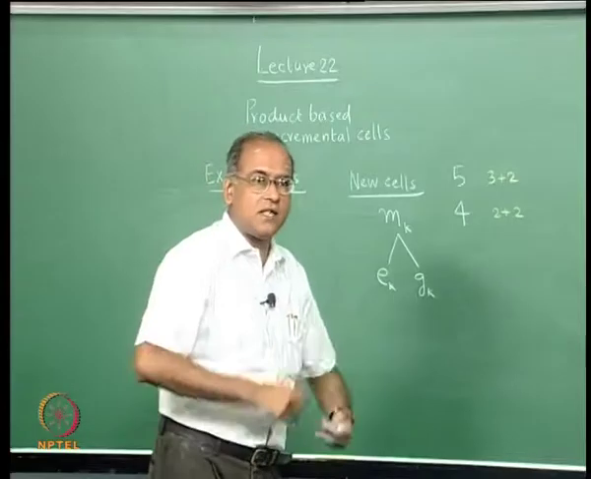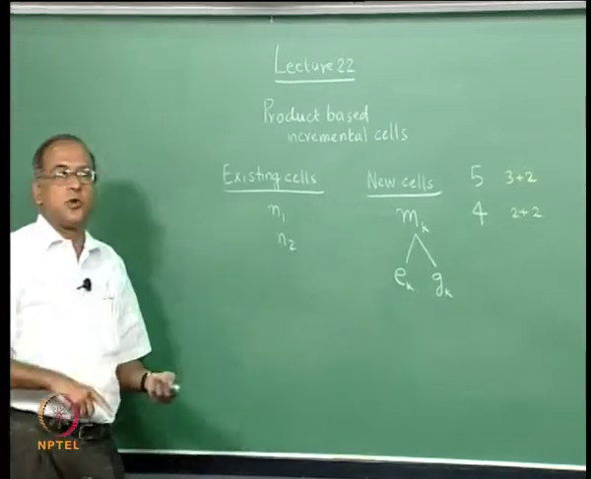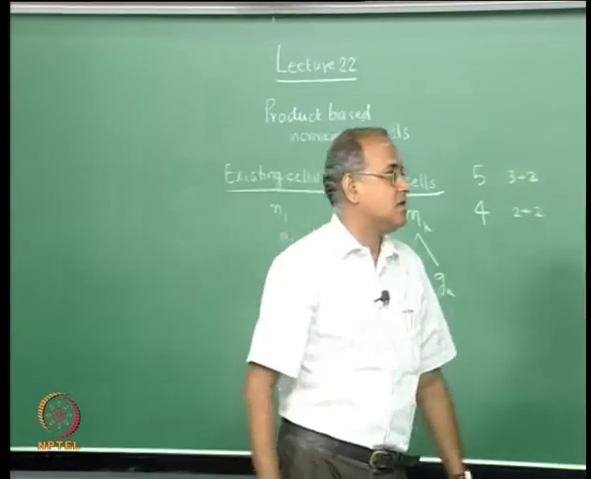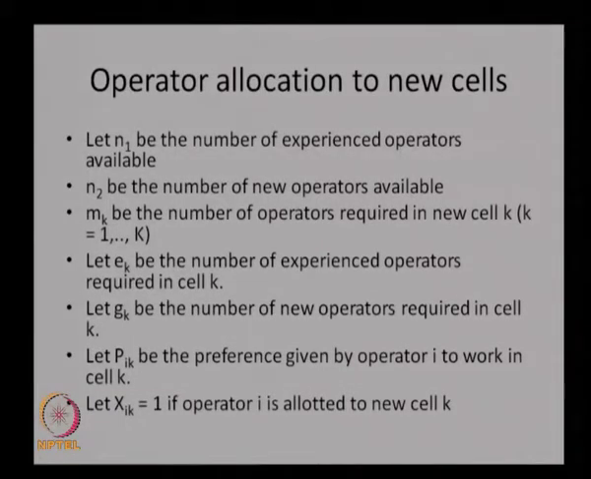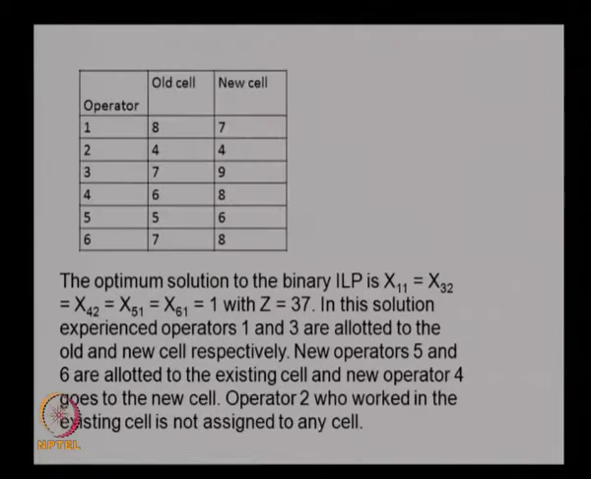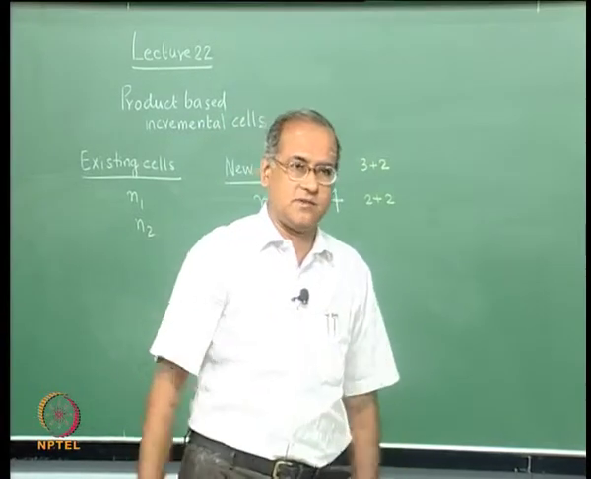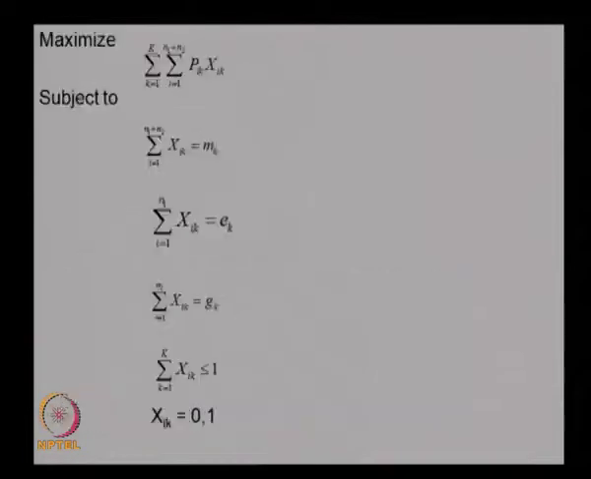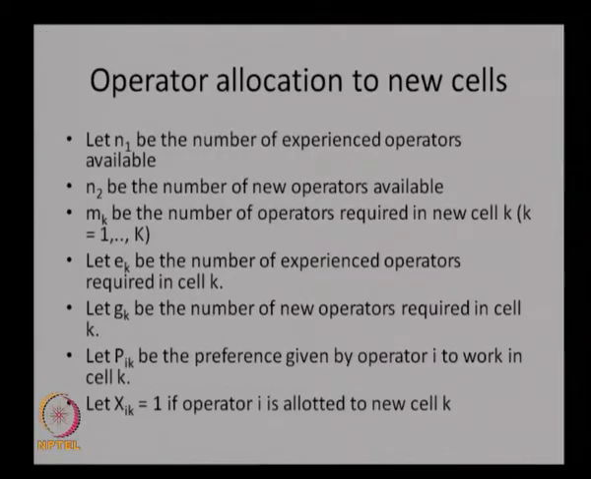Then we ask all the operators, the N1 plus N2 operators, to give preference to work in the new cell. So, let pik be the preference given by the operator to work in the new cell. For example, we will have something like this. We have 6 operators. Here we assume that the first 3 operators are experienced operators and the next 3 operators are new operators. So, we ask all of them to give some kind of preference. The objective function is to maximize the operator preference, where pik is the preference given by operator i to work in cell k.